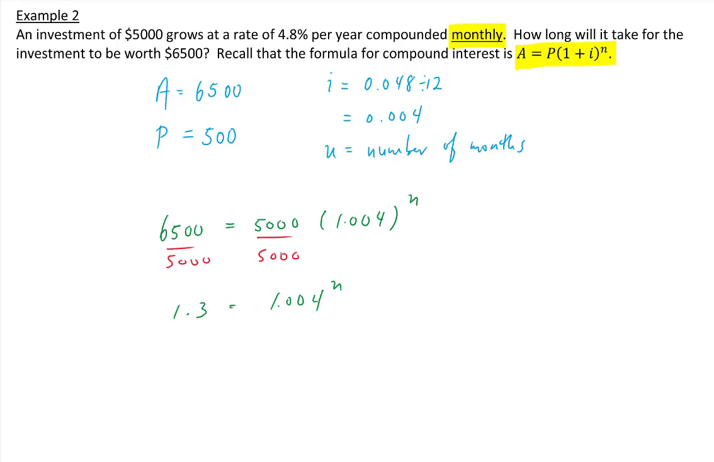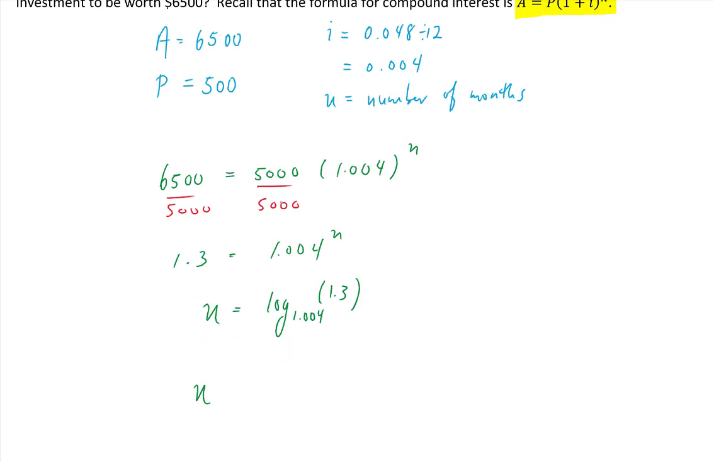And now that we have one factor and one term on each side, all we need to do is convert to a logarithm. So we get that n is equal to the log base 1.004 of 1.3. So once again, if you have a calculator with only base 10, this would be the log of 1.3 divided by the log of 1.004. And this will be the number of months.